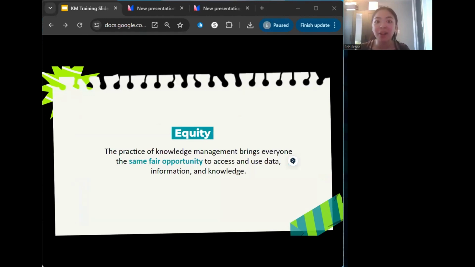To talk a little bit more about how KM can support AYSRH programs in achieving each of the priorities listed on the previous slide. The practice of knowledge management brings everyone the same fair opportunity to access and use data, information, and knowledge.